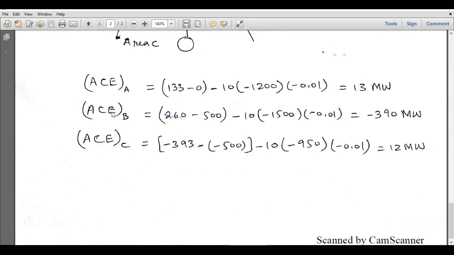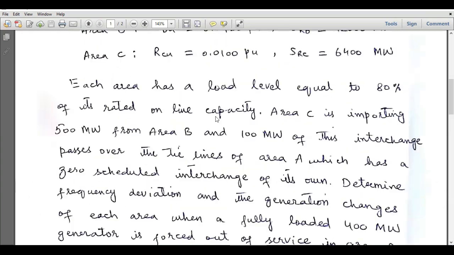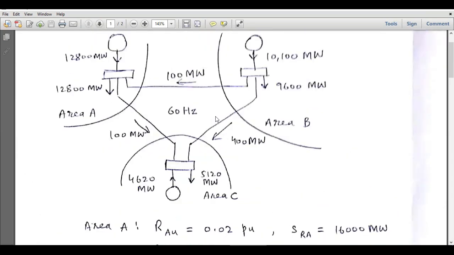Similarly, area control error of area B can be calculated as well. The scheduled net interchange of area B is 500, right? Because initially it was delivering 500 megawatts in total. 100 megawatts was moving towards area B and 400 megawatts was moving towards area C. So scheduled net interchange was 500 megawatts.